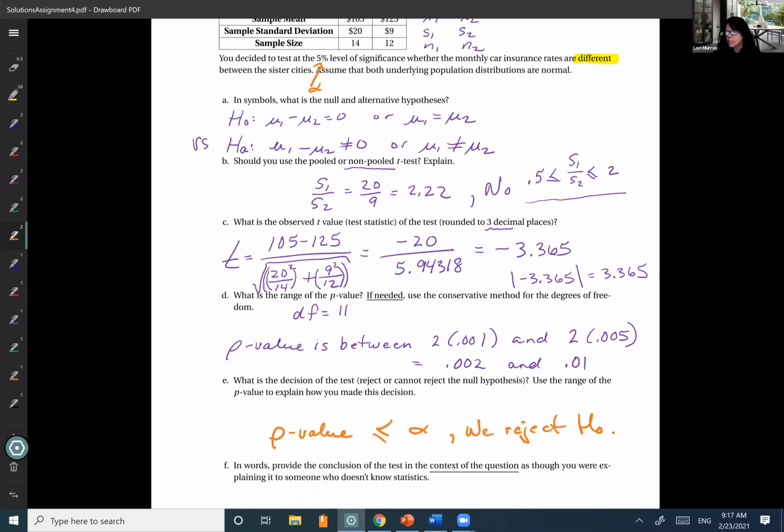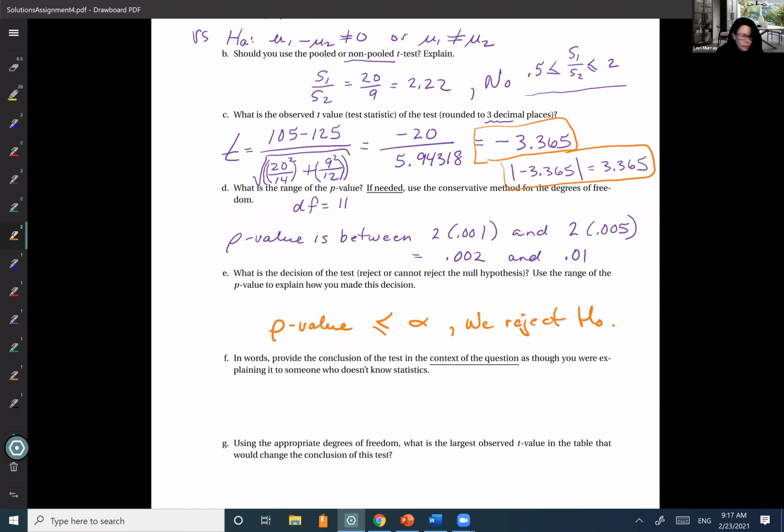So for question C, I have a question coming in. For question C, if I leave the answer negative, will I still get a full mark? You should, yes. You will get full mark if you leave it negative. If you give this answer here, that's good. And if you give the positive, you should give the absolute value bars, just for completeness. And in words, we've already done that.